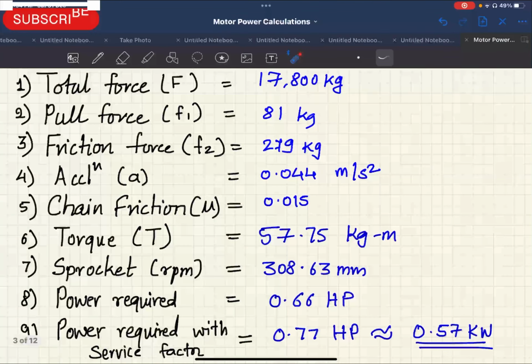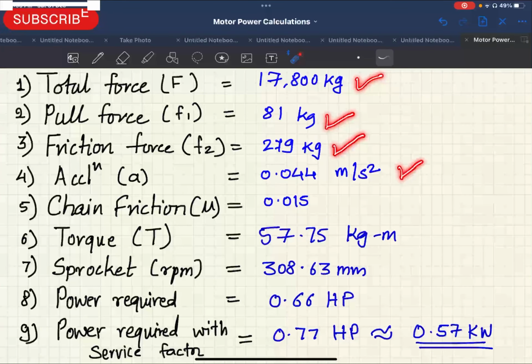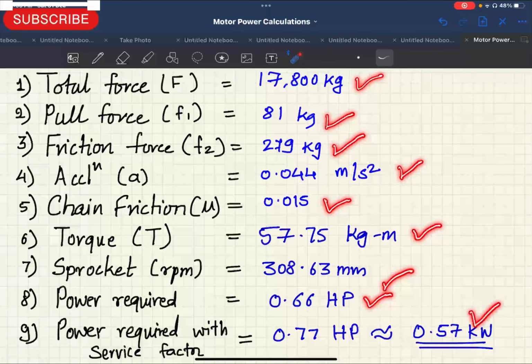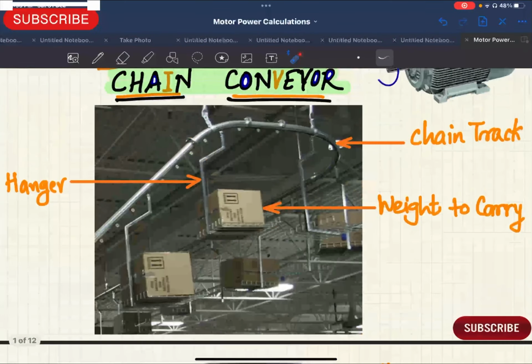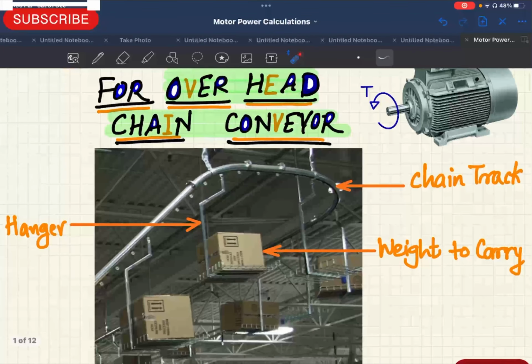Coming back to where we started, in this entire chapter we have seen how to calculate force, then pull force, friction force, acceleration, chain friction, torque, sprocket RPM, power required without service factor, and then power required with the service factor of the motor. So this way, guys, we can calculate the motor power for the overhead chain conveyor.